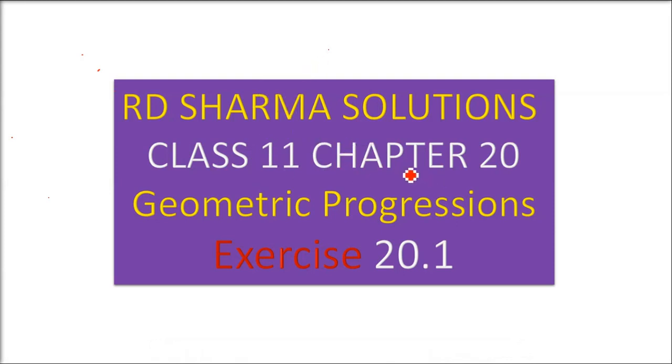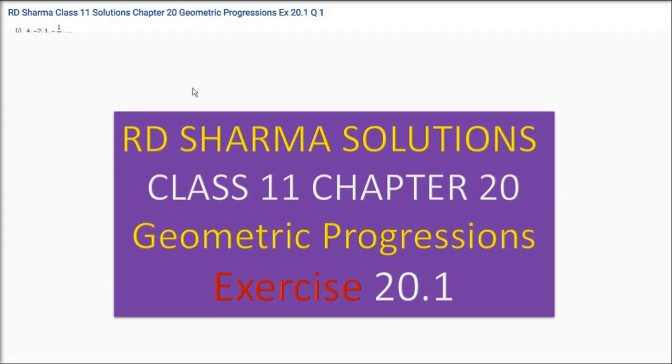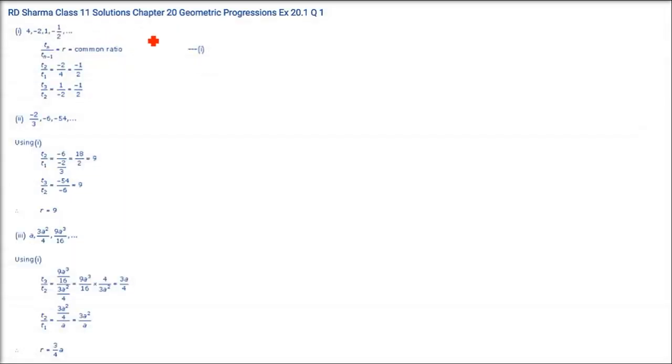We are looking at R.D. Sharma Solutions, Class 11, Chapter 10, Geometric Progressions, Exercises 20.1. Now here, the first question is, show that each one of the following progressions is a GP. Also find the common ratio in each case. So there are 4 or 5 parts here.